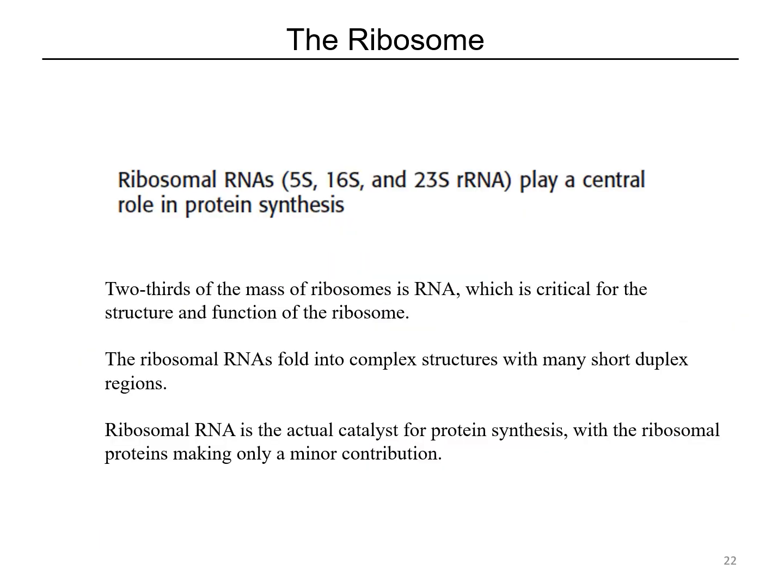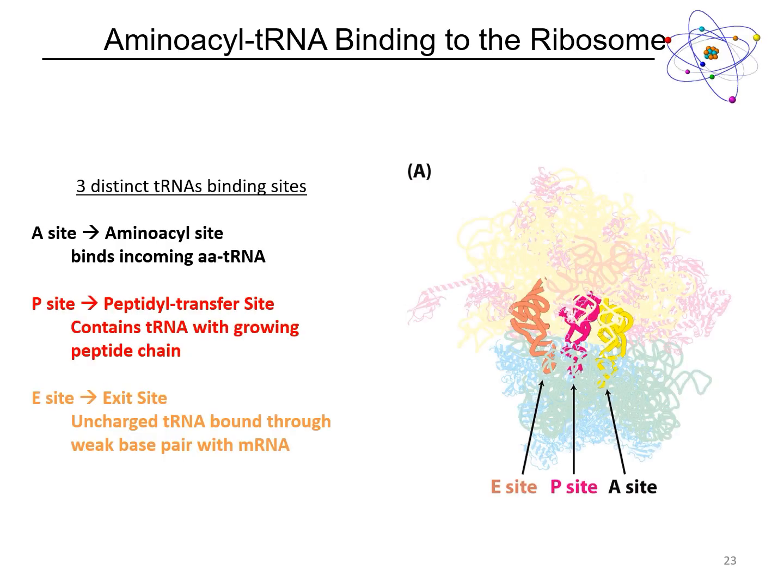So these are all things that we've already talked about, that it's primarily an RNA molecule, okay? They are ribozymes, so 2/3 of the mass is RNA, okay? These RNA molecules fold into complex structures with lots of these little short duplex regions. Like those are the stem loops that we talked about with the tRNAs. And then the ribosomal RNA is genuinely the catalyst for protein synthesis. The proteins really don't do a lot. They're there for structural and regulatory reasons.